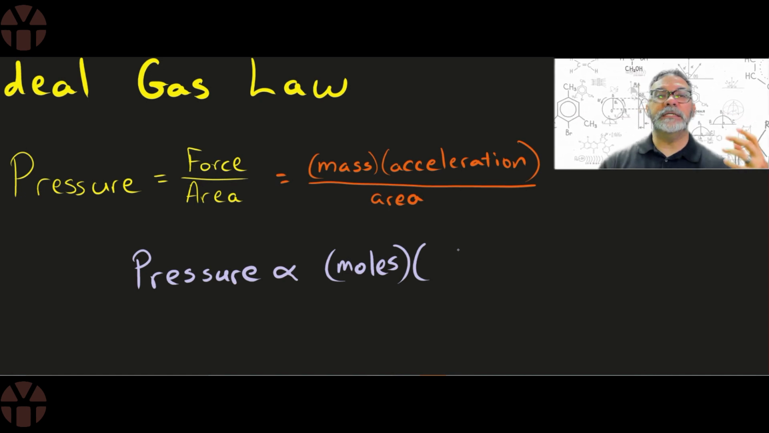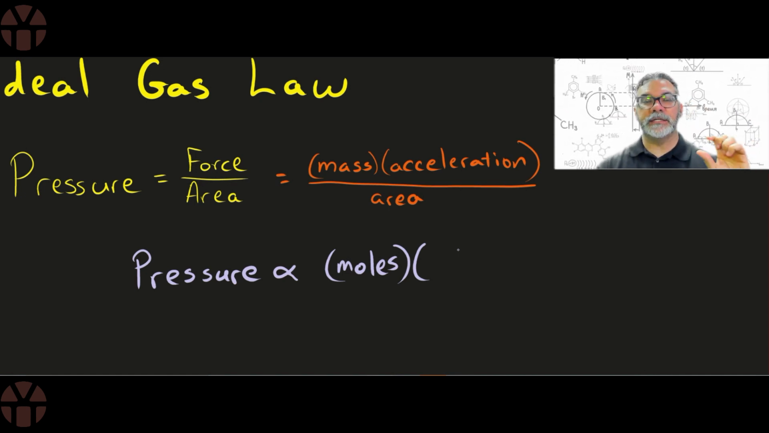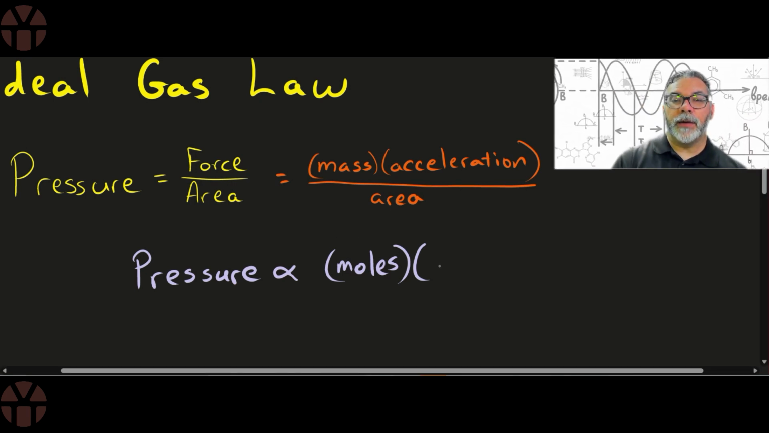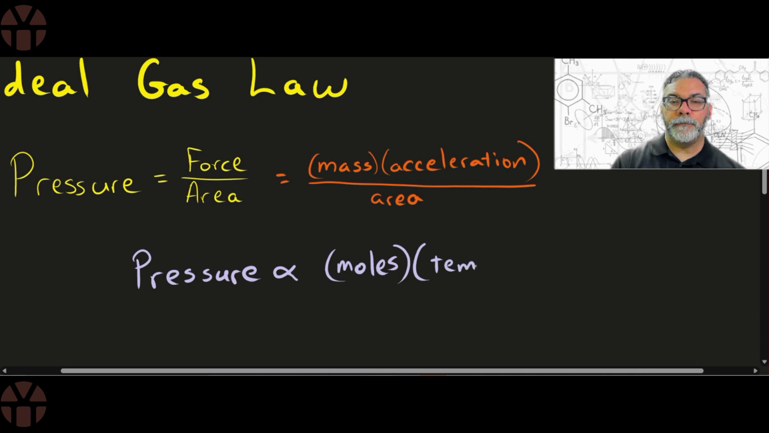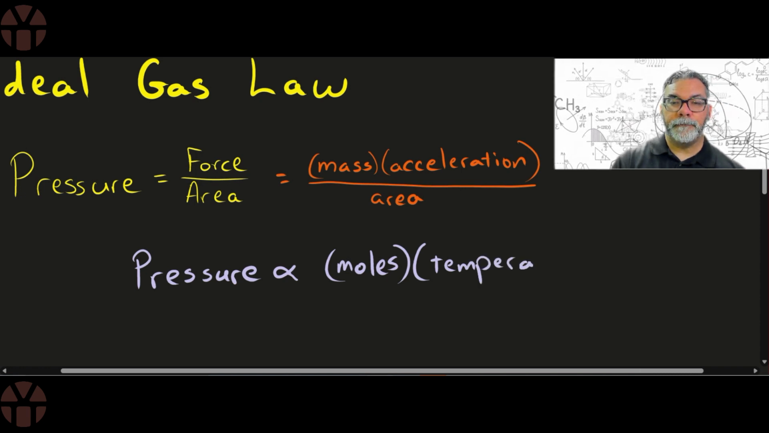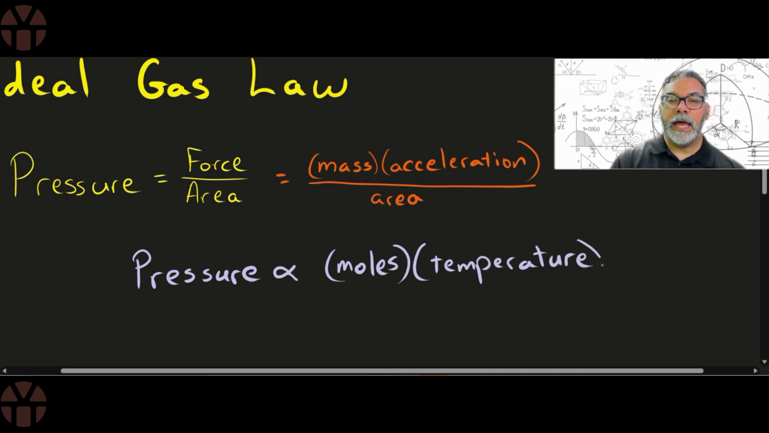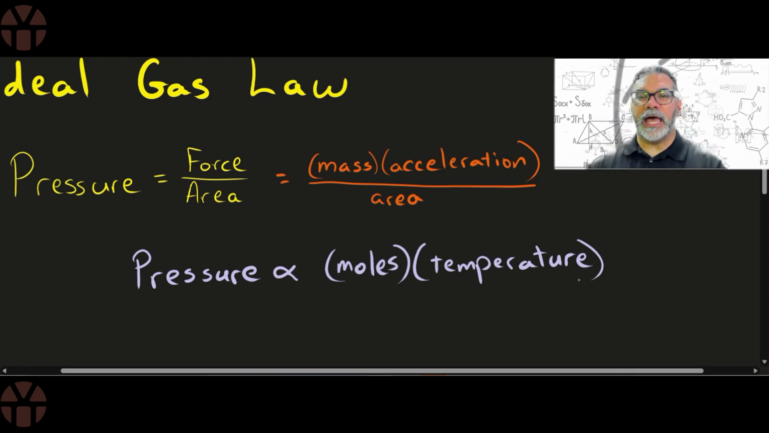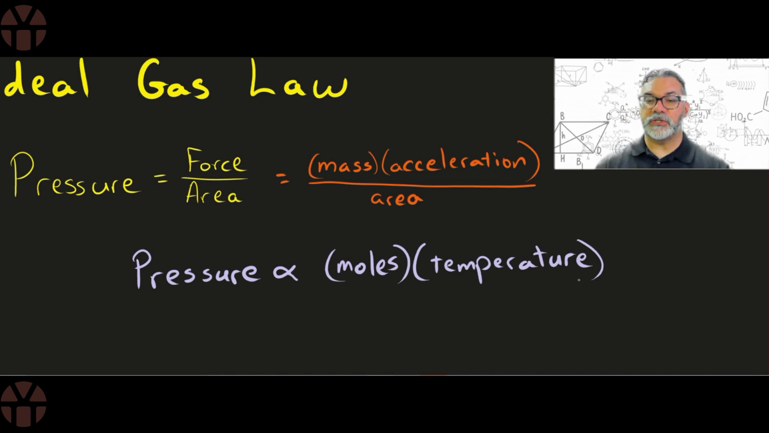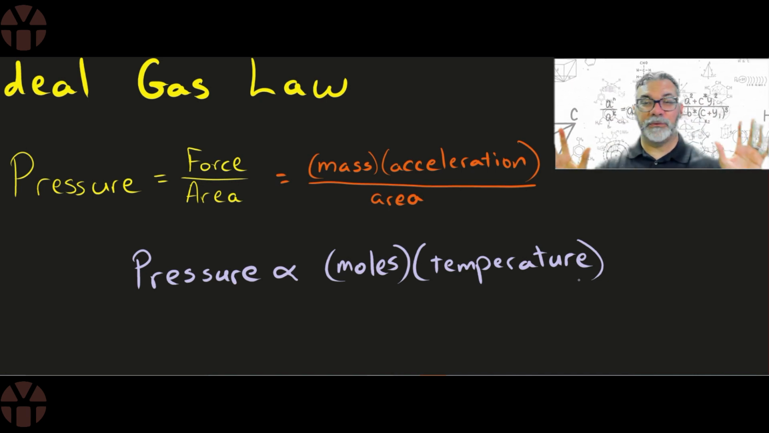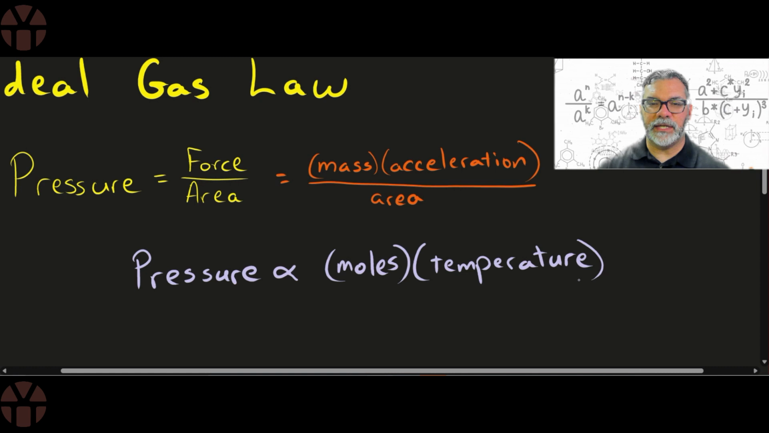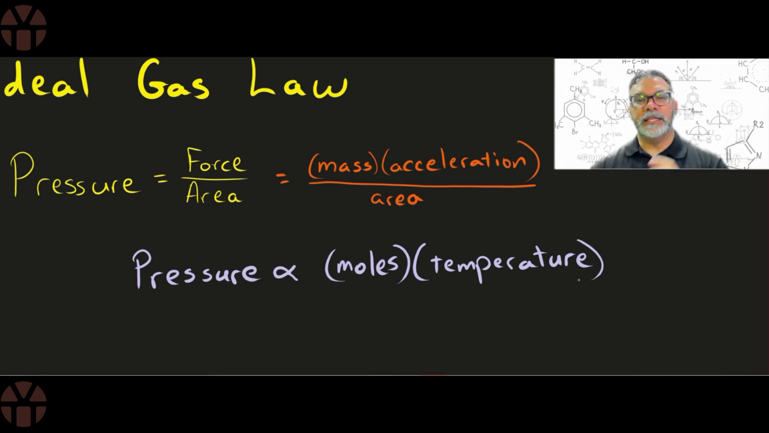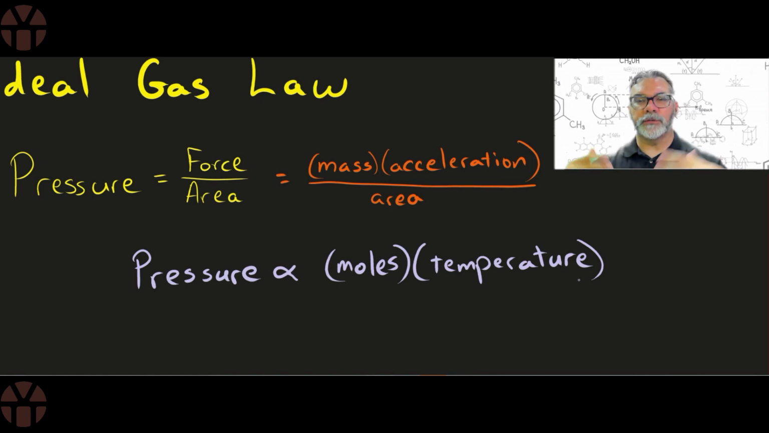In other words, instead of talking about this through the lens of individual acceleration of individual particles, I'm going to talk about it in terms of temperature. All right. Now, temperature is equal to the average kinetic energy of a substance. So notice a couple of things. I did not say the word acceleration anywhere in that definition. Temperature is the average kinetic energy of particles in a substance.